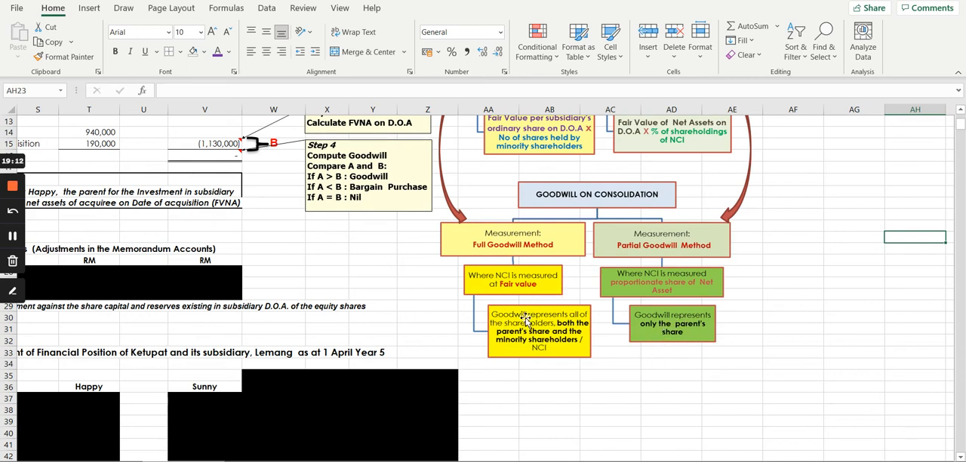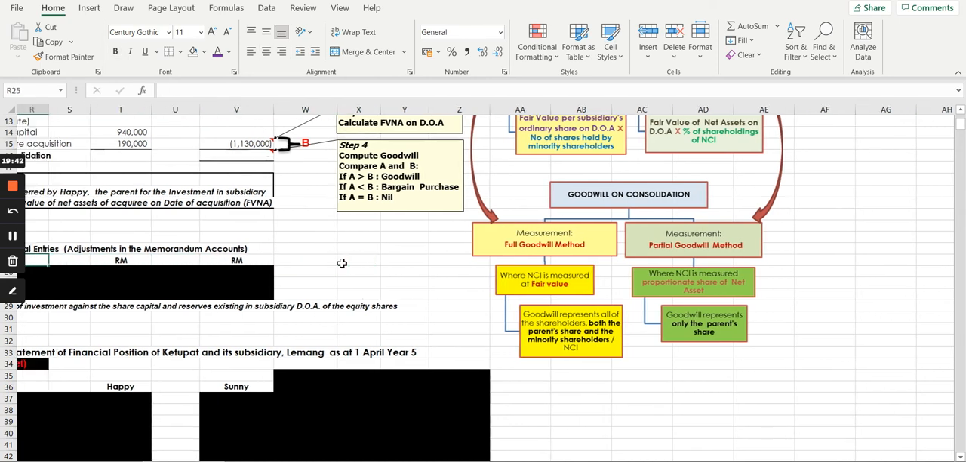However, if you, as an investor or as a parent, measure the goodwill of acquiring your subsidiary using the fair value method, the goodwill that you calculate will represent the full goodwill. Full goodwill means it will show how much is your share as a parent and how much is the share of goodwill of the minority shareholders or the non-controlling interest. That was a quick lecture for that part. Okay, I'm done with that.